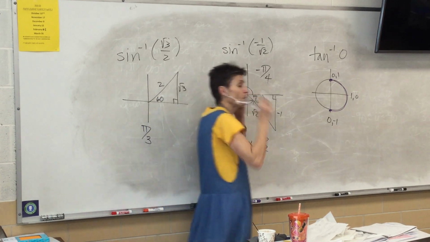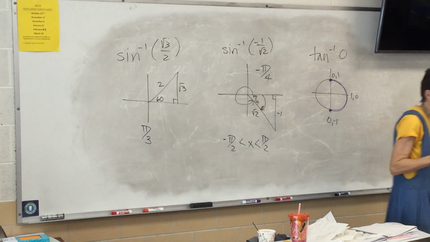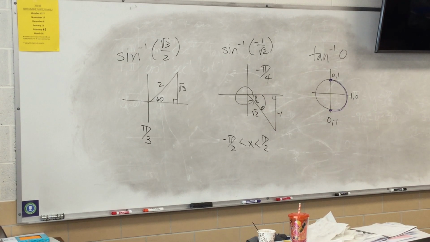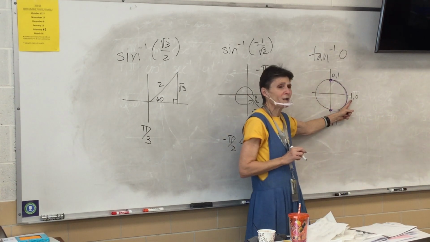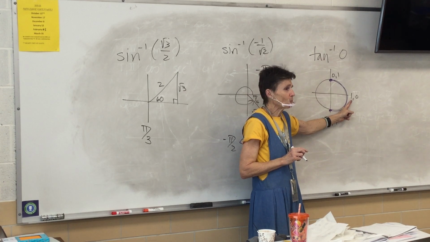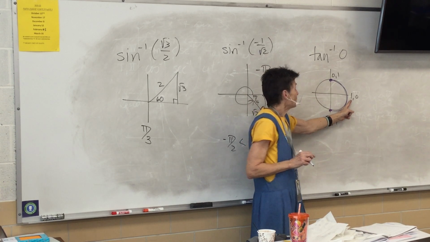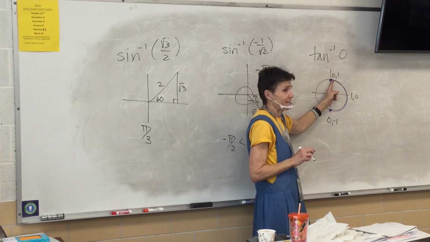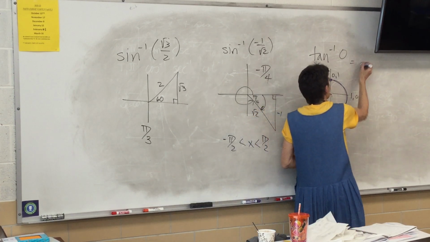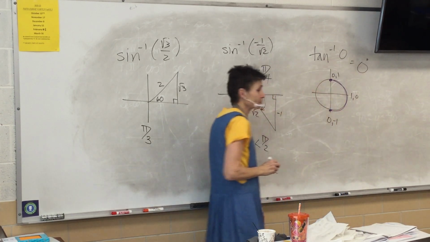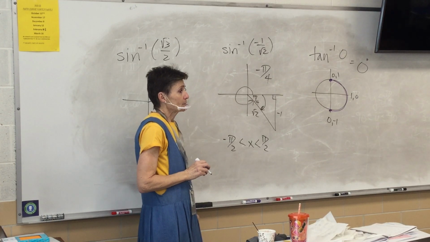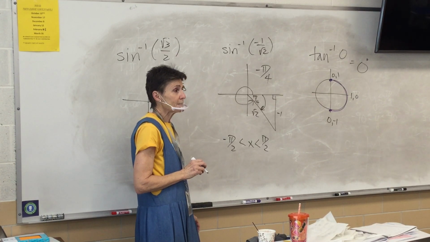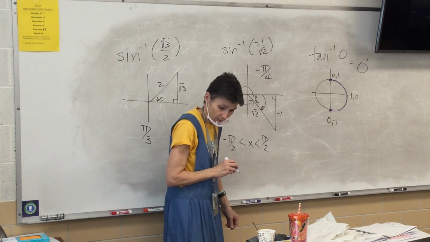Oh, my head's ready to explode. Tangent is y over x. Where is y over x 0? No! 0. 0 over 1. 0 over 1 is 0, right? 1 over 0 is not. So the answer to this is 0 degrees. Thank you. You guys need to brush up on your basics here a little bit.